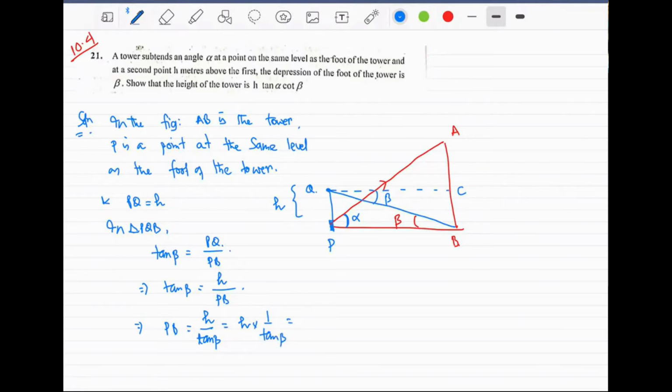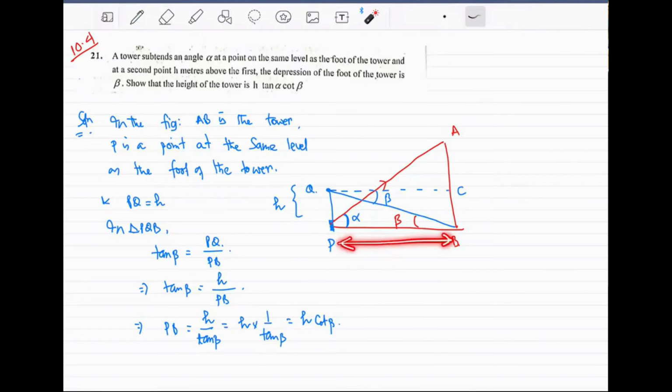1 by tan theta is cot theta, right? So this 1 by tan beta, if I change this, you will get cot beta. So H will remain as it is, 1 by tan beta will remain as cot beta. So you put here H cot beta. Now we have found out PB, right?